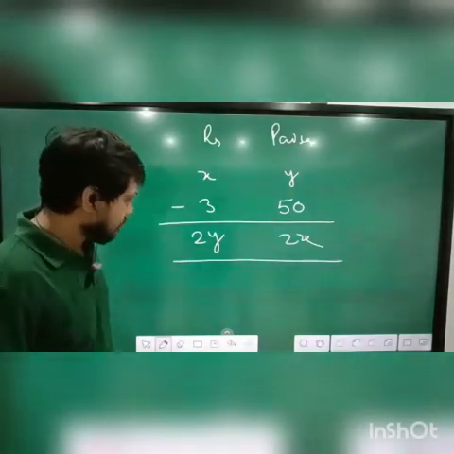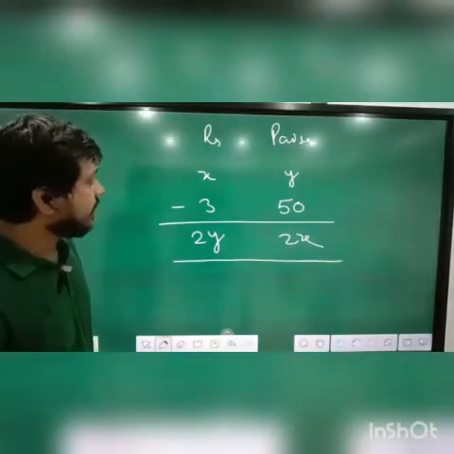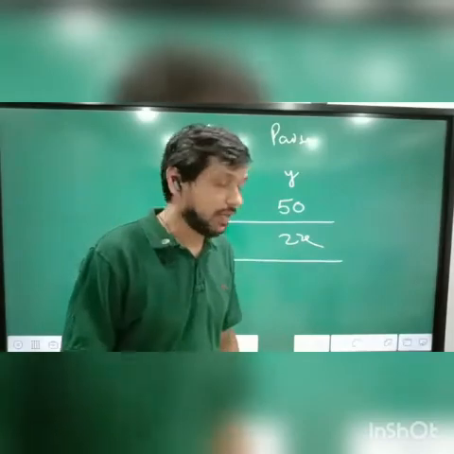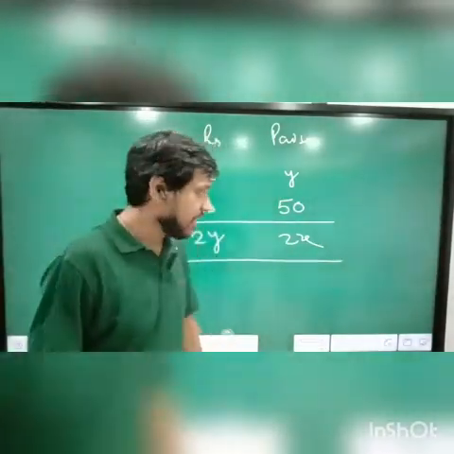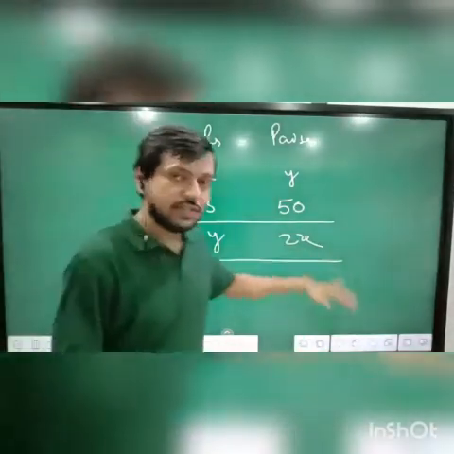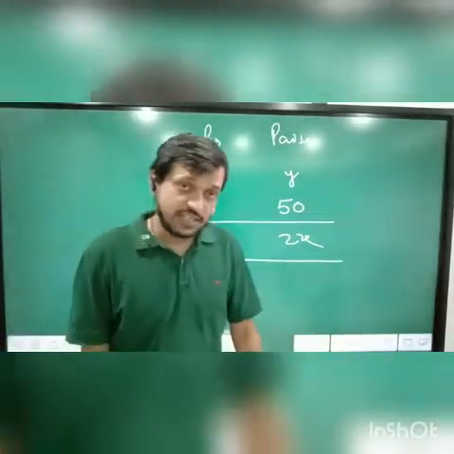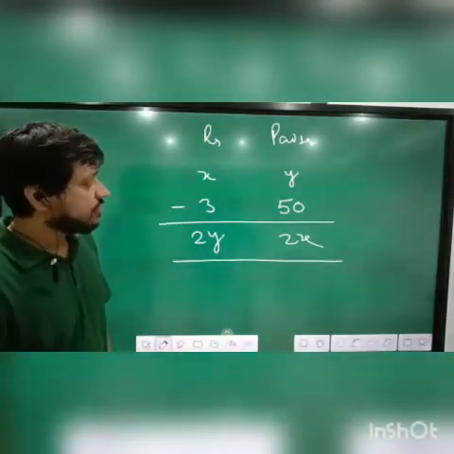In this question, what was given to you is that I went to the market having X rupees and Y paisa in my pocket, and I spent 3 rupees and 50 paisa in the market, and I was left with 2Y rupees and 2X paisa. So the question says find the value of X and Y.